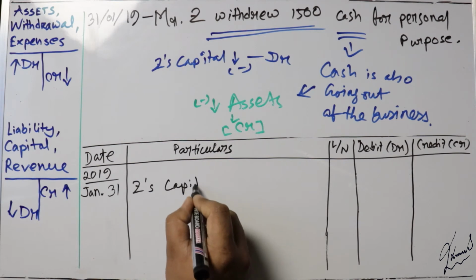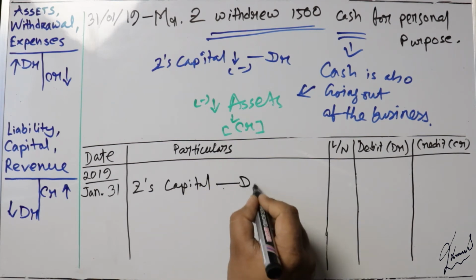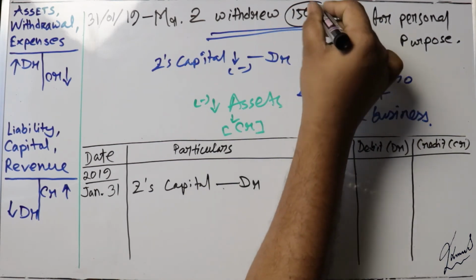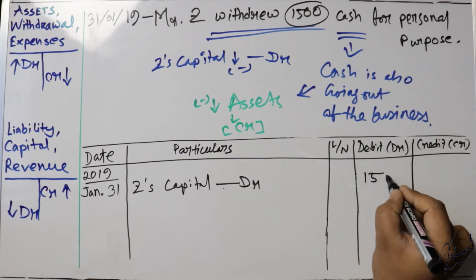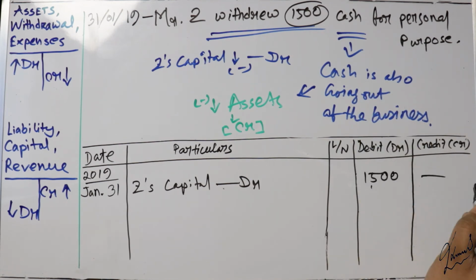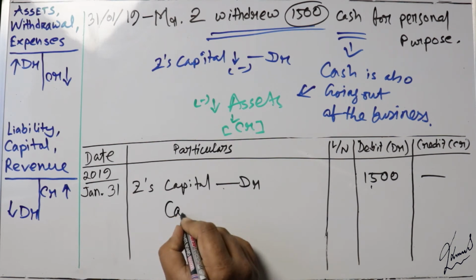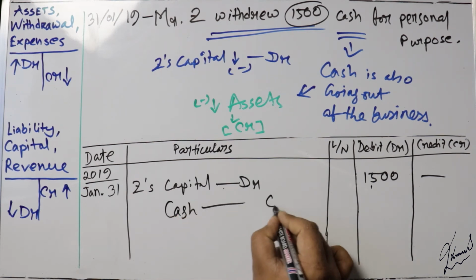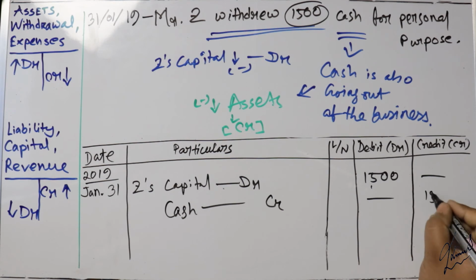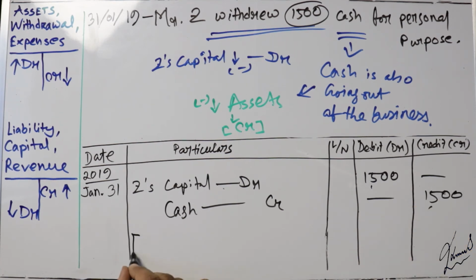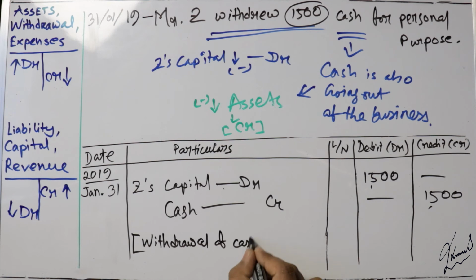First of all, Z's capital will be debit. Earlier when Z invested, it was Z's capital credit. Now this is just the opposite. Z's capital debit worth 1500, and at the same time cash is also going out of the organization because the organization and the owner are two different entities. So for personal purpose, Z withdrew the cash, so cash will go out of the organization, and it is a withdrawal, reduction of capital.